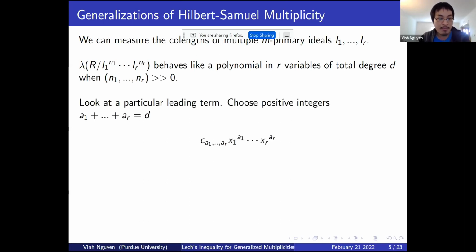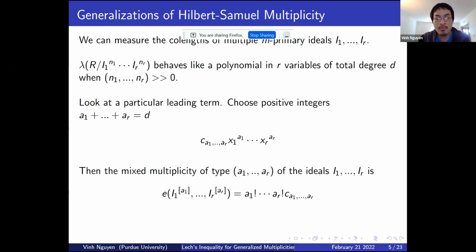So now we have a whole family of leading coefficients, and we can look at a particular leading term by picking these positive integers a1 to ar to add up to d. And so we're going to look at the monomial term that corresponds to this choice of a1 to ar. So again, we can normalize this leading coefficient, and we get a certain type of mixed multiplicities for our ideals. And unfortunately, because our polynomial is in multiple variables, there's no way to define this multiplicity as a limit, because you can't pick out the leading terms as a limit.